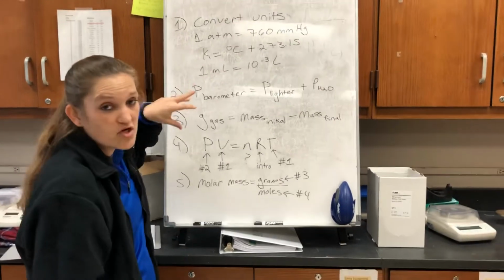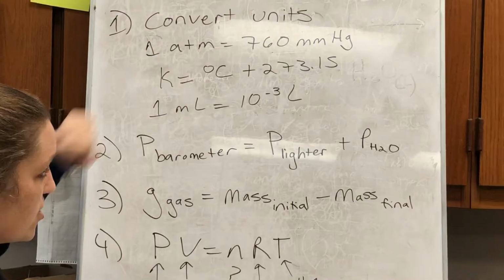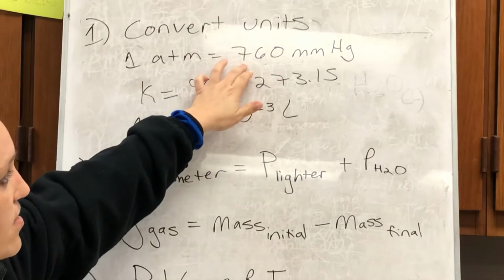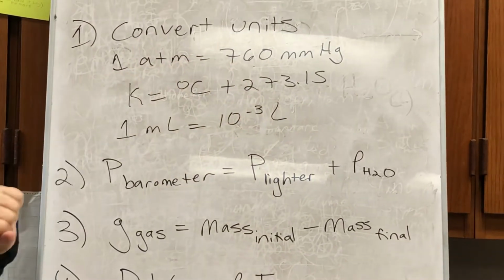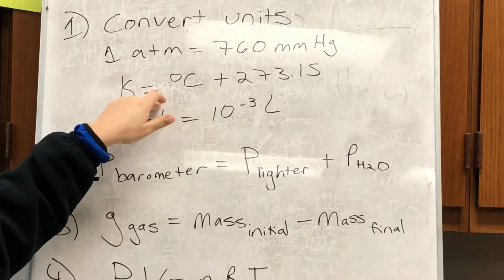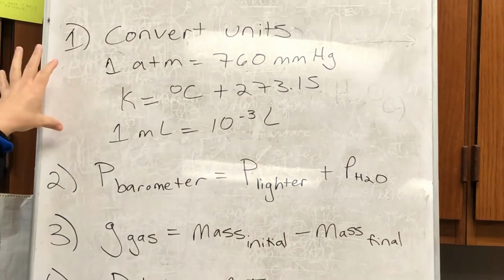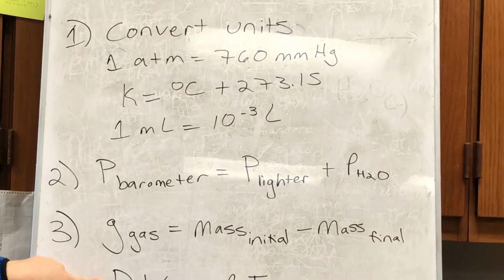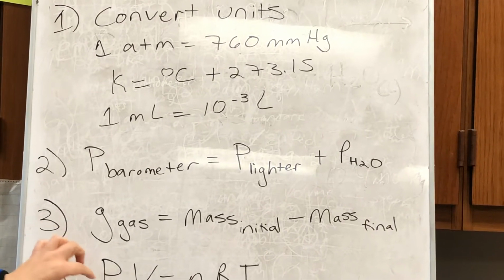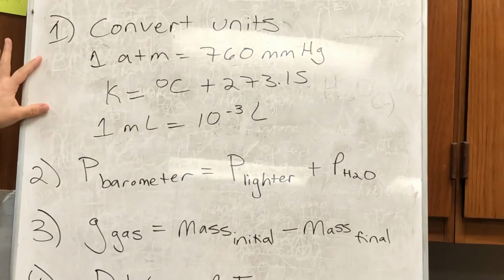Okay, so the first thing is we want to convert all of our measurements to the correct units. You've got to figure out which ones, but I gave you some of the conversions. For pressure, we want to get into atm, so 760 millimeters of mercury to 1 atm. We want to convert our temperatures from degrees Celsius to Kelvin, and we want to get our volumes in liters. This will be important later when we do PV equals nRT, because the units have to match our R. So that's step one, convert everything.